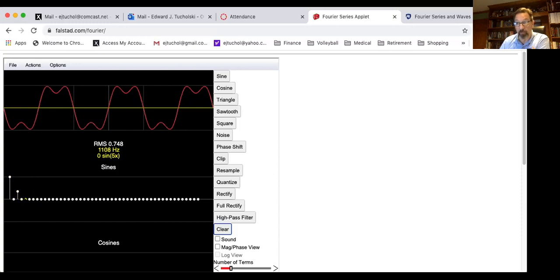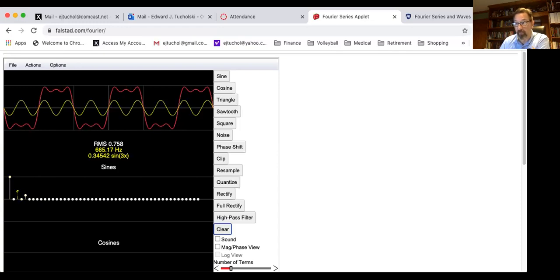I don't have a 4th one, but then I have a 5th one, okay? And it's supposed to be about 1/5 of the original, right? So there's the original, the fundamental, there's the 3rd harmonic, there's the 5th harmonic, and you can see what's happening here. Doesn't have a 6. Now I'll go to the 7th, and I'm trying to estimate the 7th.